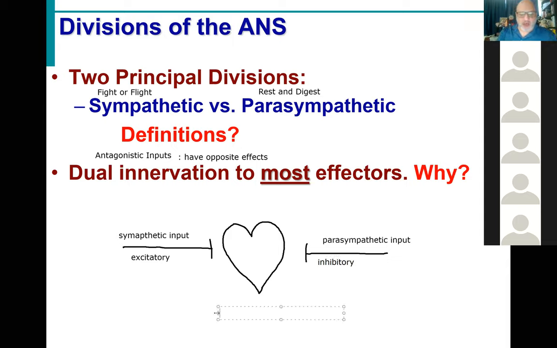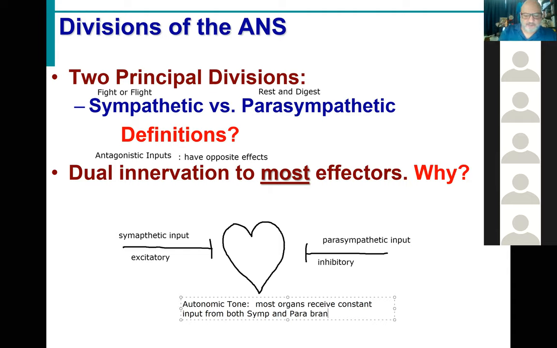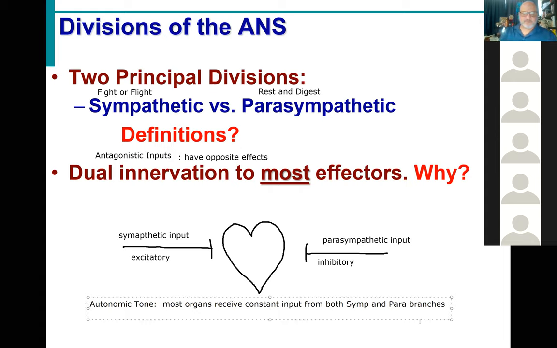We have what we call an autonomic tone, where most organs receive constant input from both the sympathetic and the parasympathetic branches, let's say it that way. Now, while they're both receiving constant input, is that input always going to be of the same amount? No, so it varies in the size of the input.